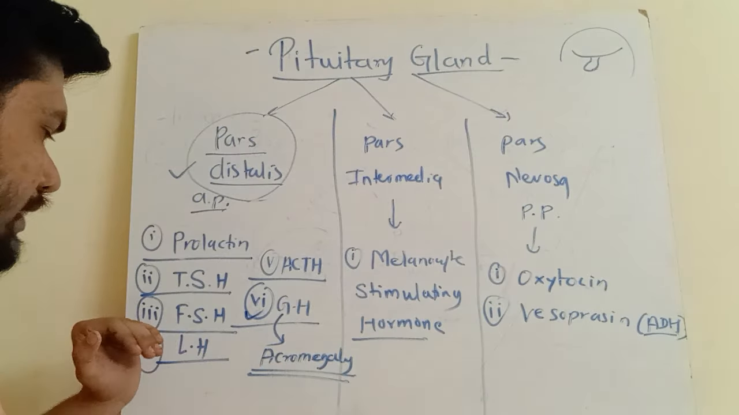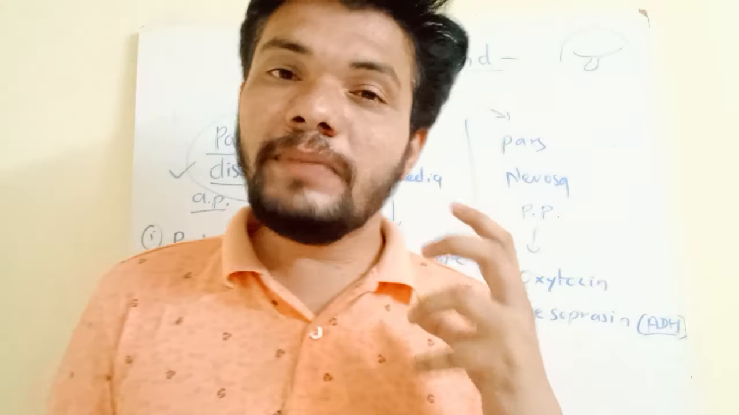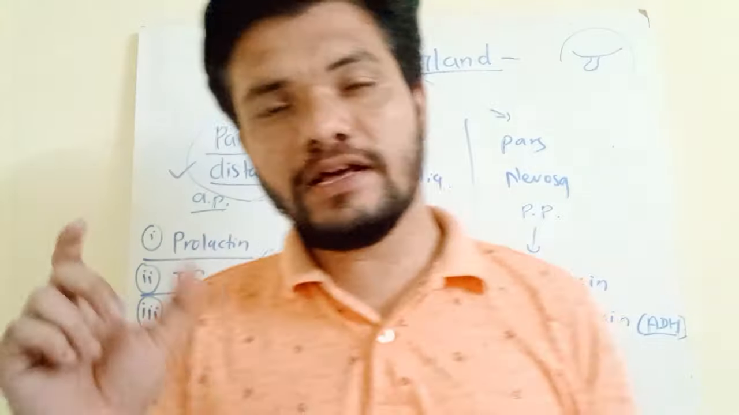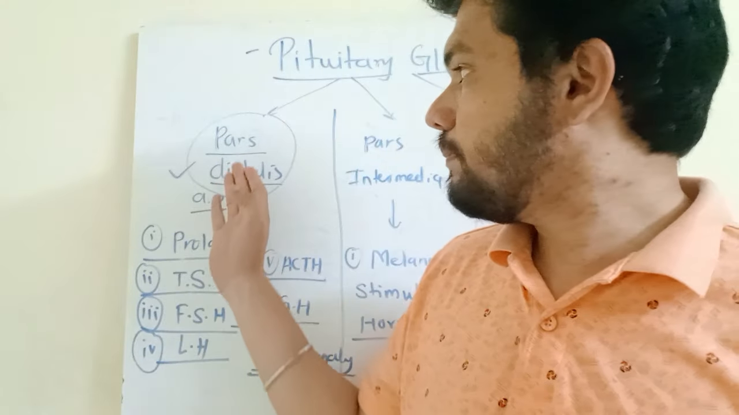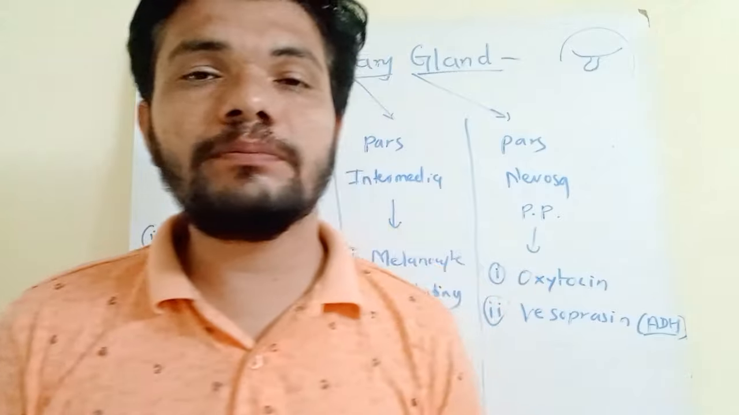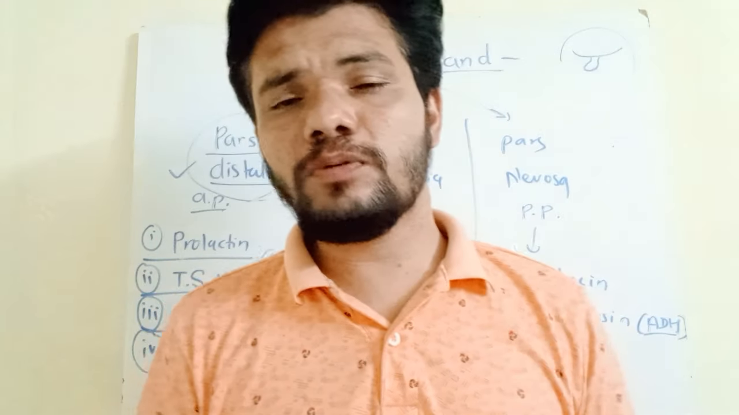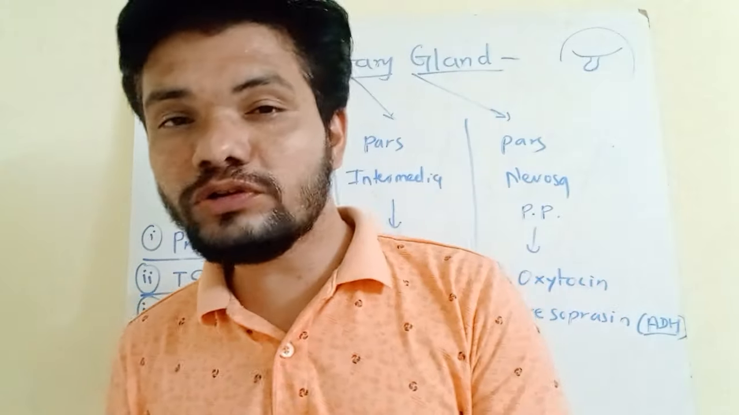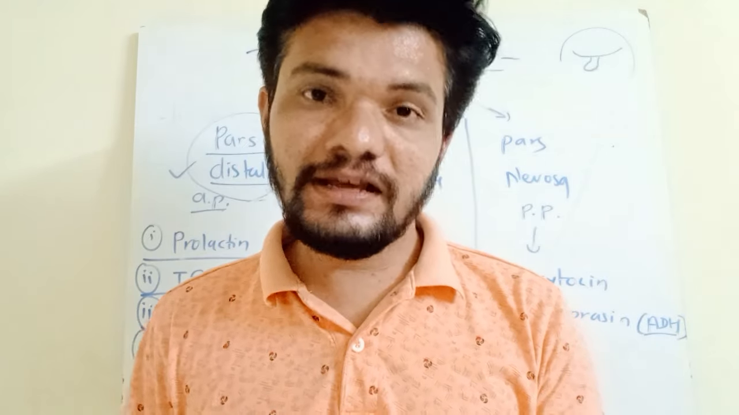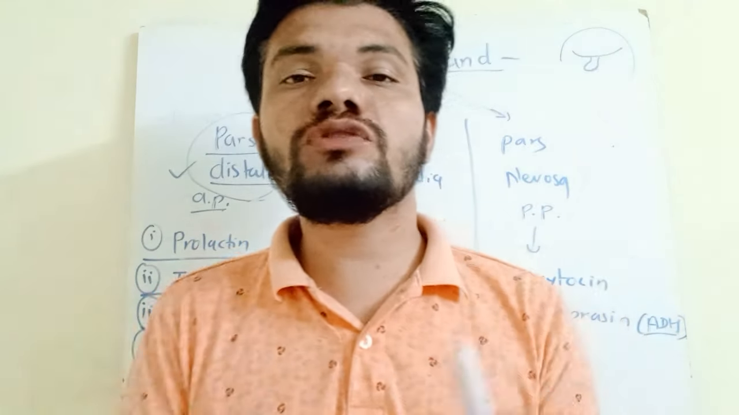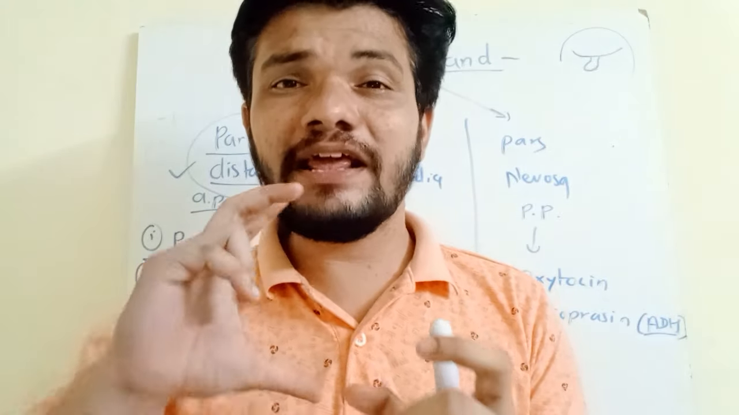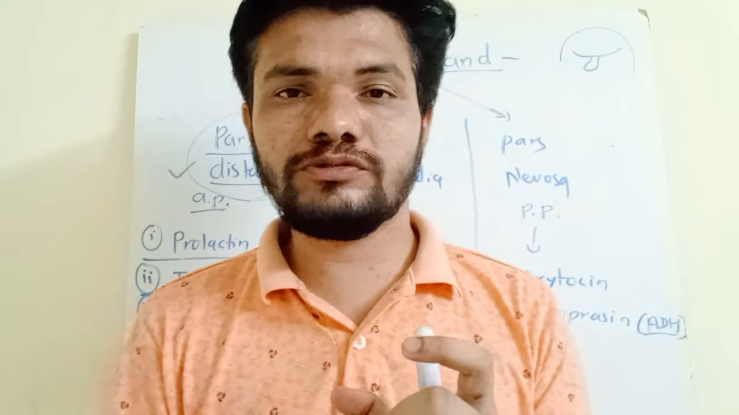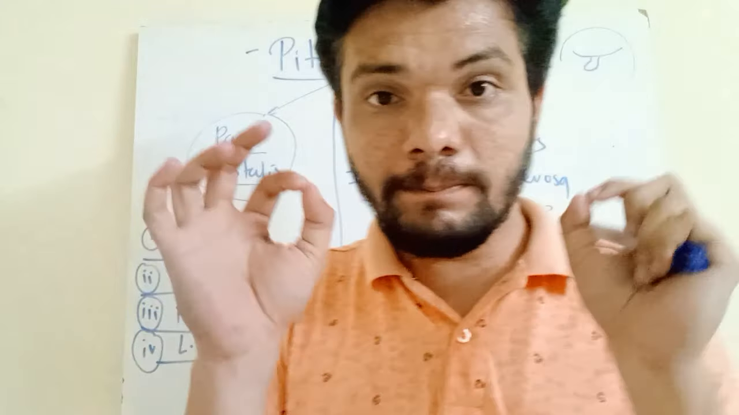If we talk about LH in males, LH means luteinizing hormone, secreted by the pars distalis, the region of the pituitary gland, which is responsible for secretion of androgen hormone in the testis. And androgen and FSH both will help in the formation of sperms. So they will regulate the spermatogenesis process. That is FSH and LH in males.